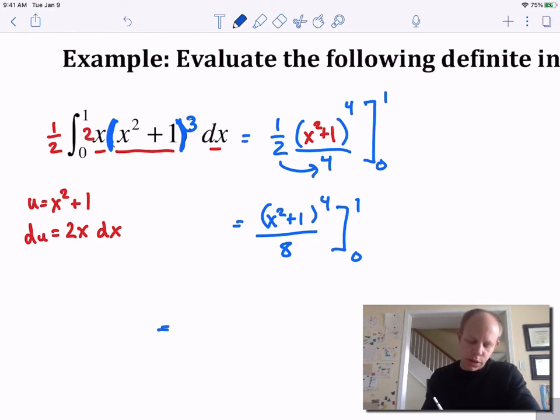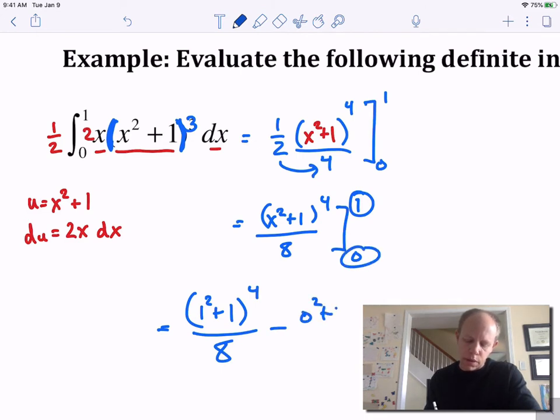So first off, we're just going to plug in the top number, the 1. So we get 1 squared plus 1. This will be to the 4th power over 8. And then minus, we're going to plug in the bottom number. So 0 squared plus 1 to the 4th power, and that's going to be over 8 as well.